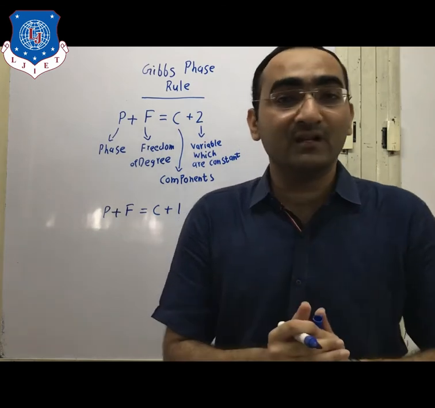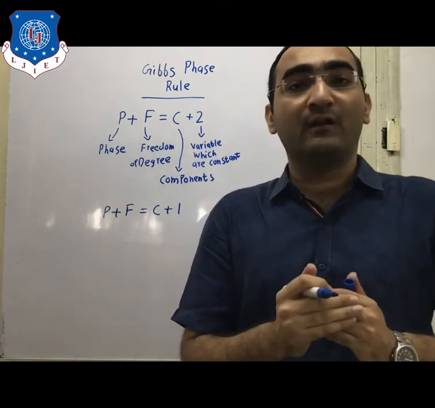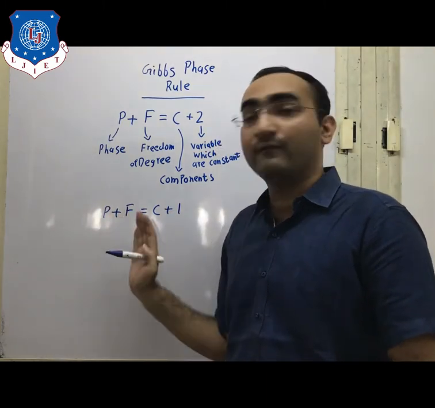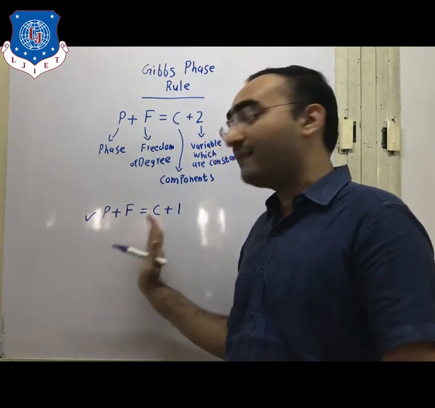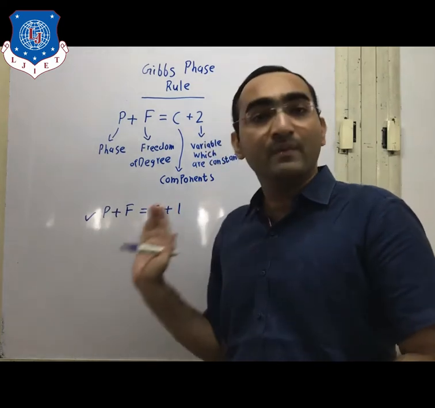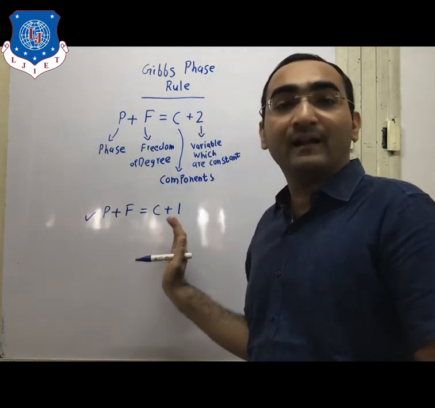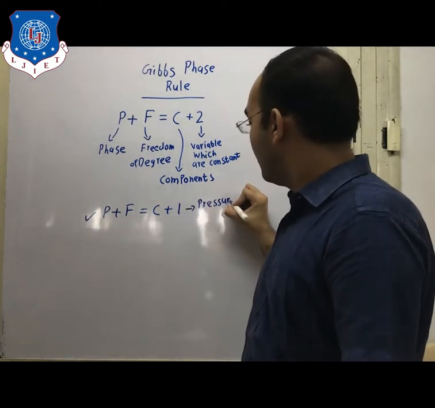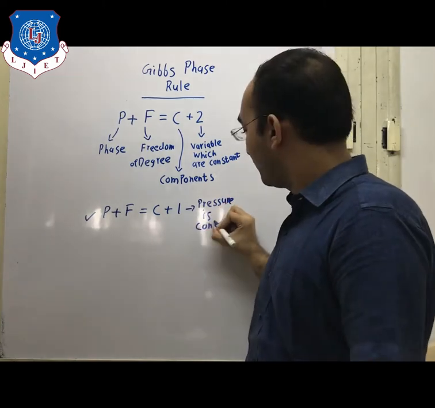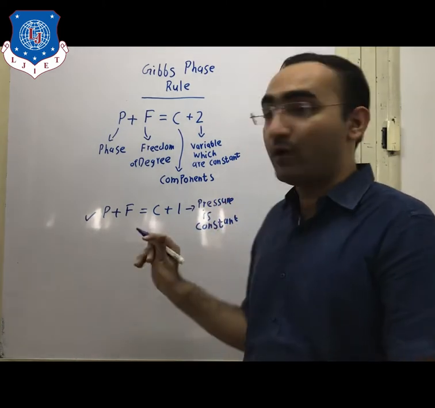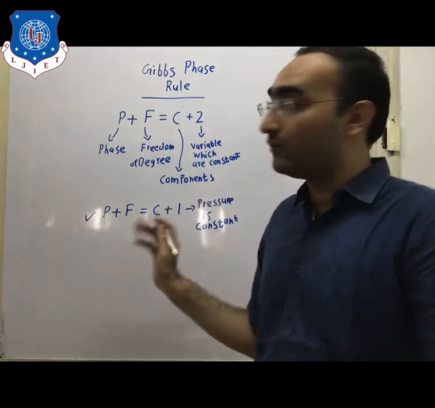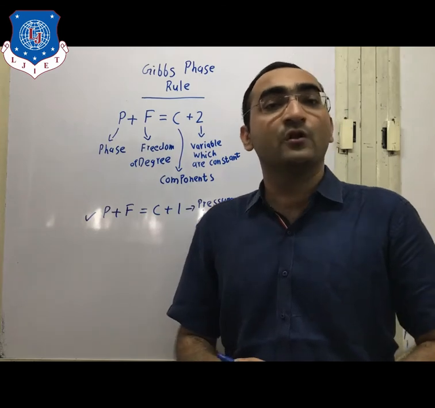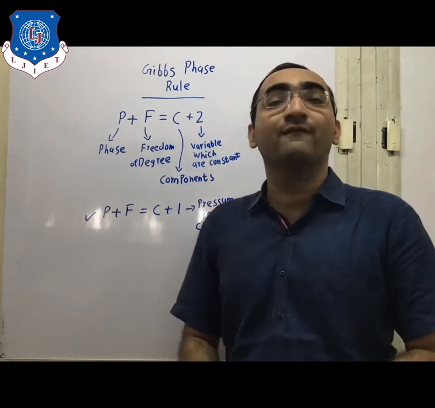So in derivations or that type of part, we will always go for the formula P plus F equal to C plus 1. Why 1? Because over here we are writing that only pressure is constant. Pressure will be constant. So we always keep this formula P plus F equal to C plus 1, because keeping both temperature and pressure constant is not of practical use. So for that reason we go for this formula.